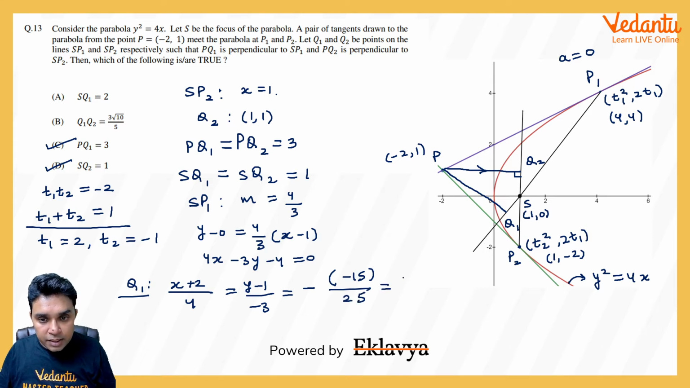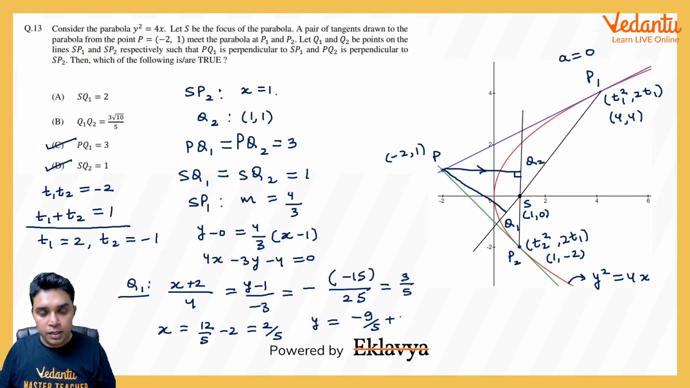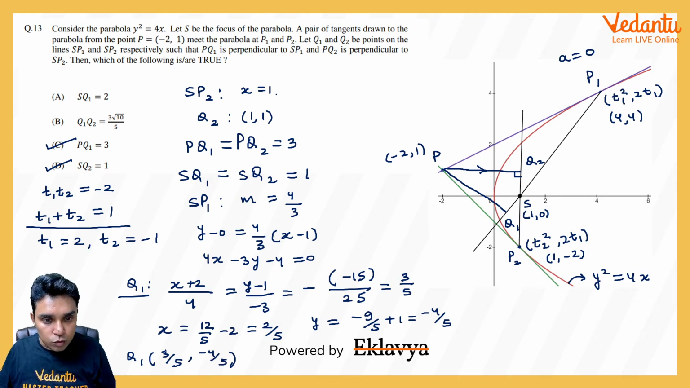So after simplification it comes out to be 3 upon 5. Okay, so we can find the x coordinate to be 4 into 3, 12 by 5 upon 2, so it will be 2 by 5. And similarly y coordinate will be minus 9 by 5 plus 1, so it will be minus 4 by 5. So we have found this Q1 to be, let me write it here, Q1 will be minus 2 by 5, sorry, it is minus 2 by 5 comma minus 4 by 5.